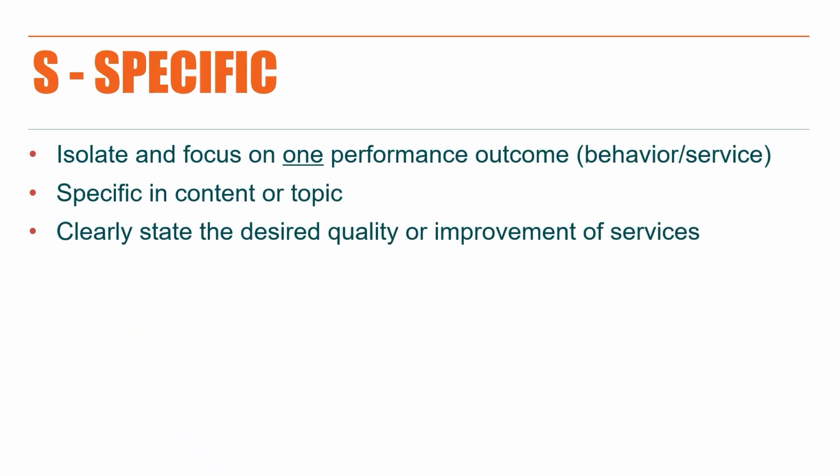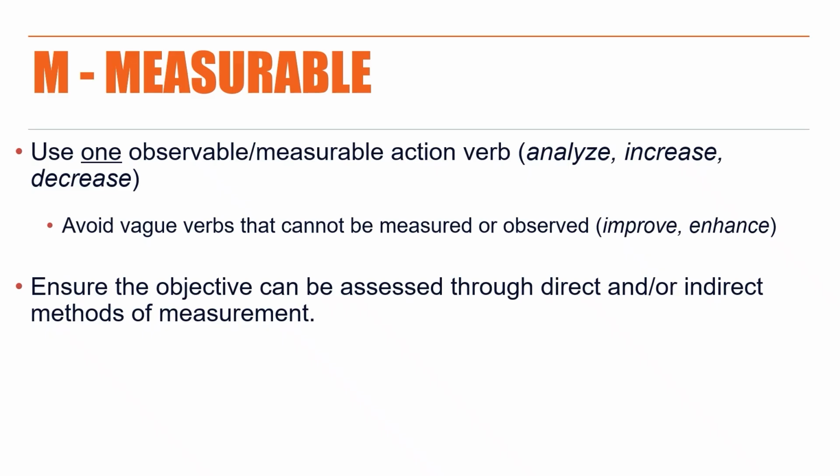The first component of the SMART framework is specific. A specific objective focuses on one clear outcome, rather than combining multiple outcomes in a single statement. When an objective tries to address too many outcomes at once, it becomes difficult to measure and evaluate. The next component of the SMART method is measurable. A measurable performance objective includes one action verb that describes something that can be observed and evaluated. Verbs such as increase, decrease, or reduce point to specific outcomes that can be assessed using real data, such as participation counts, service times, usage rates, or satisfaction scores.